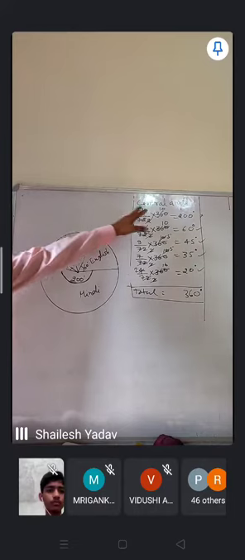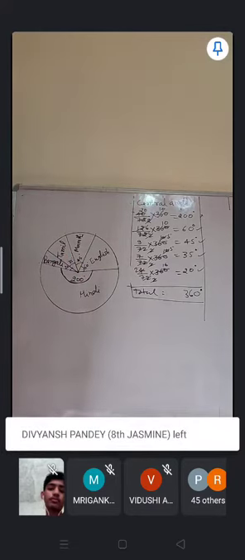So this is the way to draw any pie chart. If a pie chart is given as a table, first you will find the central angle, and after that you need to draw a circle where you will represent all these angles. So got it clear, Tejas?